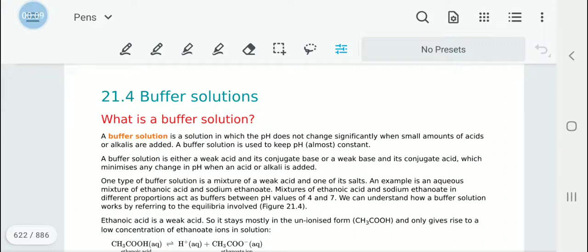A buffer solution is a solution in which the pH does not change very much when small amounts of acids or alkalis are added. That means buffer solutions are used to maintain the pH value at a constant level. A buffer solution is going to be either a weak acid and its conjugate base, or a weak base and its conjugate acid. So this will not change the pH when acid or alkali is added.